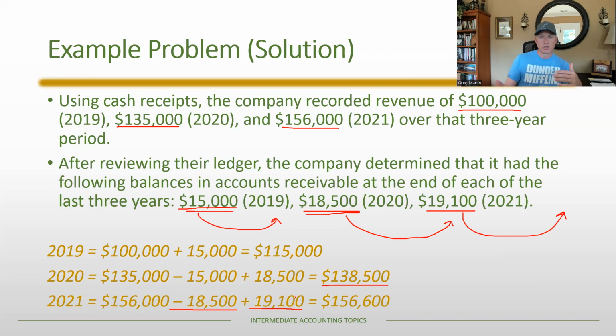That's just giving you an example of the difference between cash-based accounting for revenue and accrual-based accounting for revenue. And I think that's it.